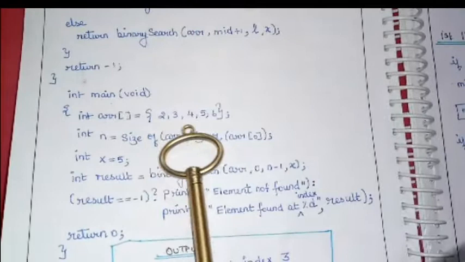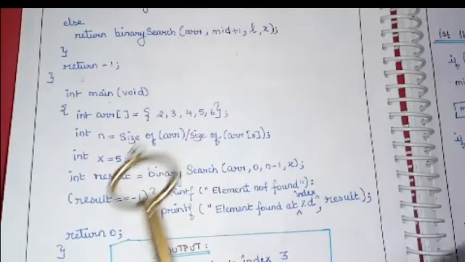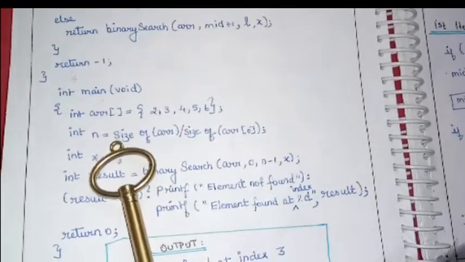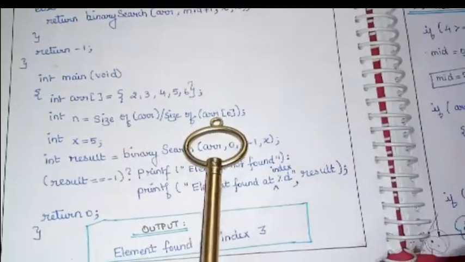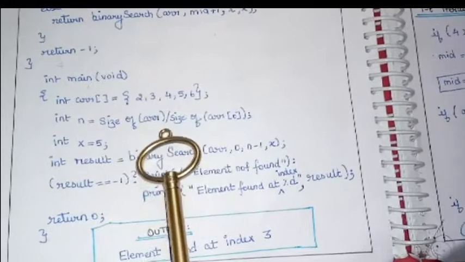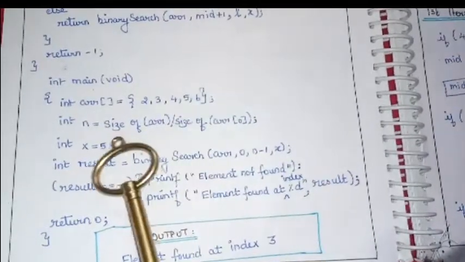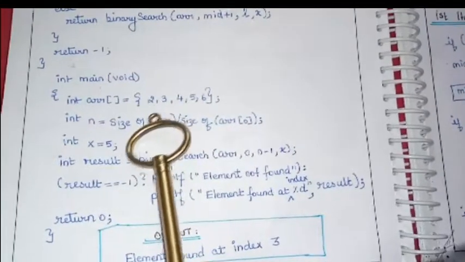My elements are 3, 4, 5, 6. And my n is equal to size of array divided by size of array of 0. What is size of array? 1, 2, 3, 4, 5. That is 5 into 2, because this is of int data type.